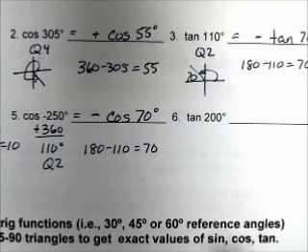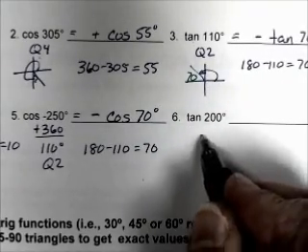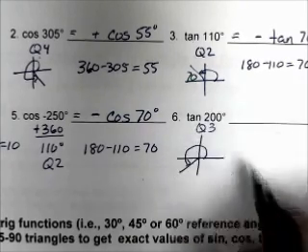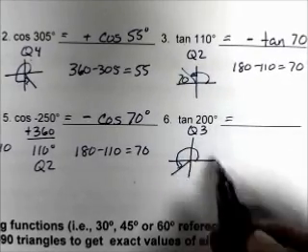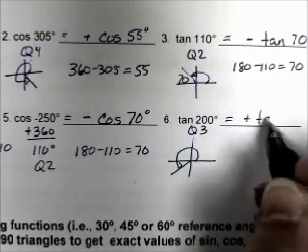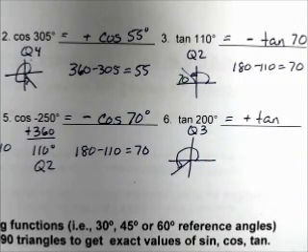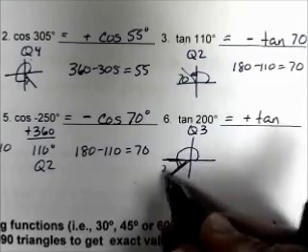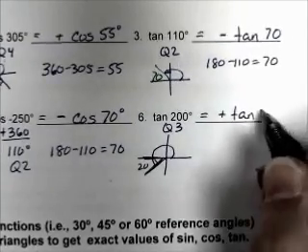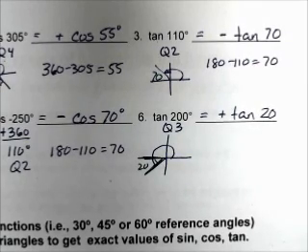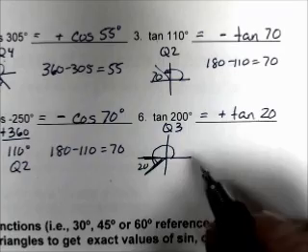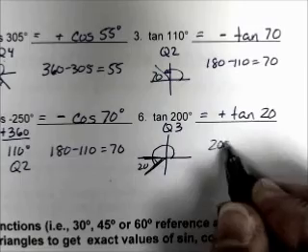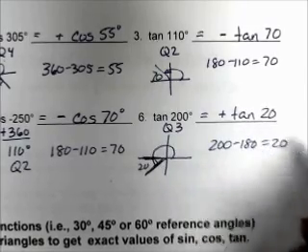And number 6, the tangent of 200, a 200 degree angle, would put us in quadrant 3, where tangent is positive. What's the reference angle for this 200 degree angle? 180 plus 20 more. So the reference angle is 20. So tangent of 200 would equal positive tangent of 20. The other way of getting the reference angle would be 200 minus 180, which is 20.